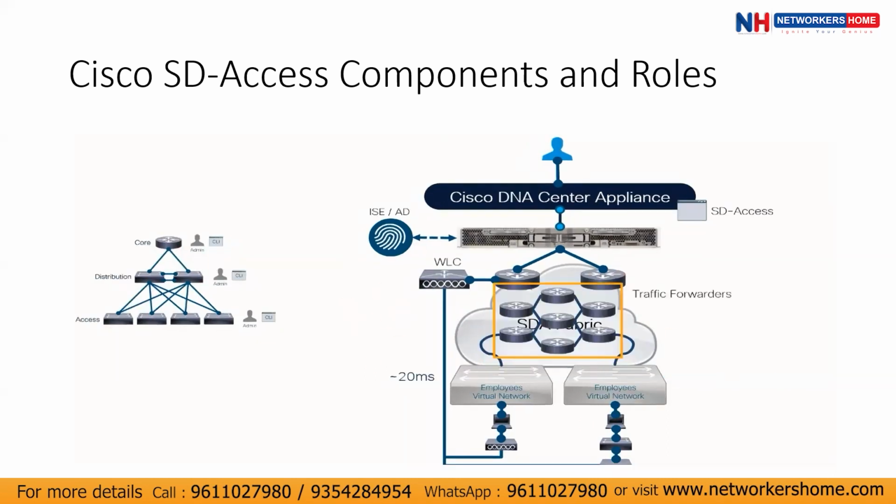Now let's see the components and roles. I just wanted to show this core, distribution and access. Distribution nodes are generally traffic forwarders, and most of the time they do L2 spanning tree related things. But here in SDA, it is just a traffic forwarder. It just passes the traffic back and forth between the fabric edge nodes and the border and control plane nodes. So these nodes are not part of the fabric. Whenever you get asked that type of question, about traffic forwarders or intermediate nodes, the intermediate nodes are not part of the fabric. Please keep that in mind.